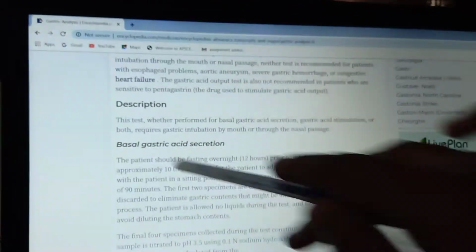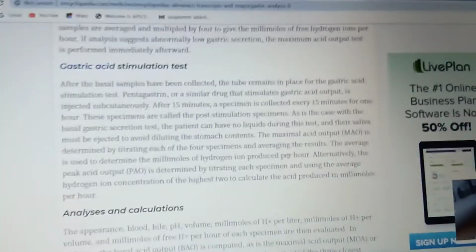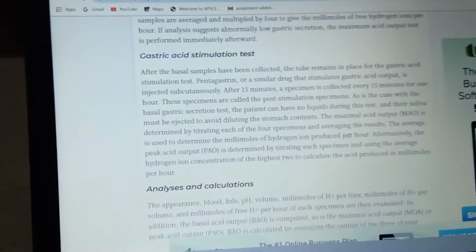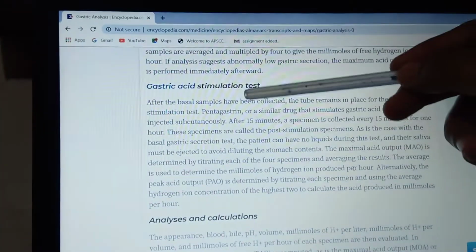Okay, first they simply do a basal gastric acid secretion measurement, by insertion of an NG tube. So by insertion of the NG tube only, and with the same procedure, they go on to the gastric acid stimulation test. The word itself explains it: in the stomach itself they are stimulating the gastric secretion.